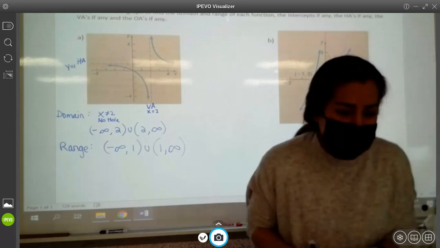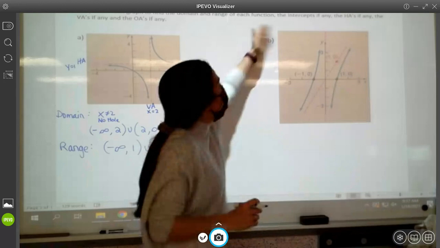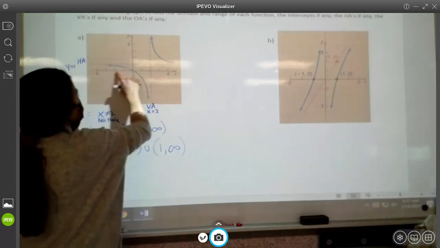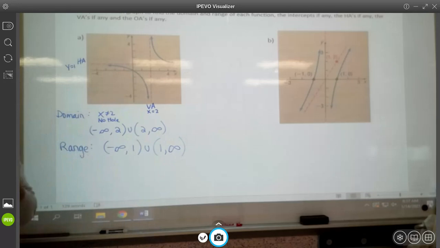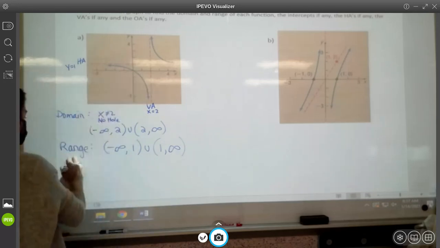Everybody okay with that? Yeah? All right, let's go to the next piece. Now they want to know, does it have any intercepts? Let's do x-intercepts. Where does it cross over the x-axis? Remember, there can always be more than one x-intercept. It crosses the x-axis right here.